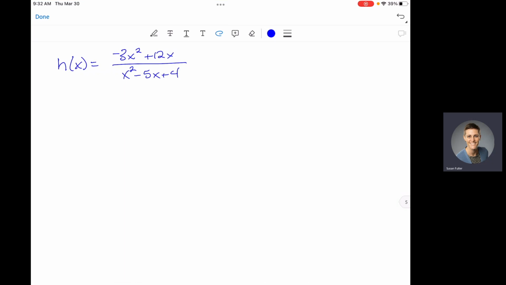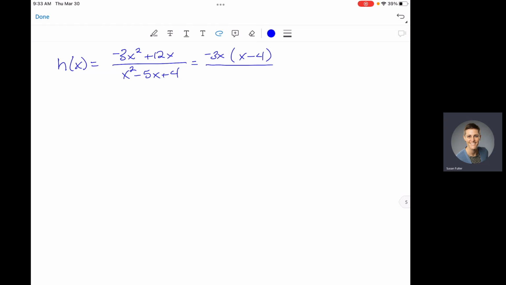I went ahead and copied my function over. So h of x equals negative 3x squared plus 12x all over x squared minus 5x plus 4. This is the problem that we started with. So to graph these, we're going to have to find our holes and vertical asymptotes first. And so we need to factor this to do that. So we'll take out our greatest common factor here, which is negative 3x on top. When I factor that out, I'm going to get x minus 4 up here.